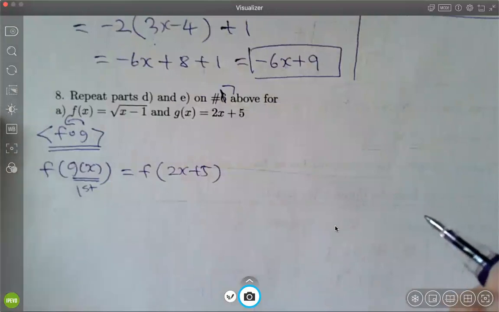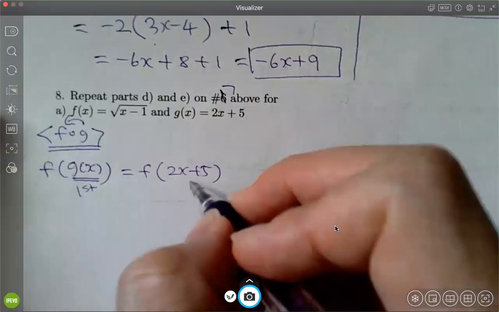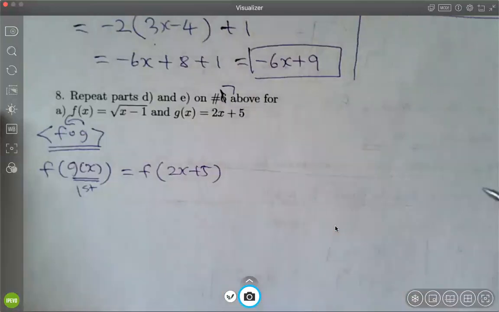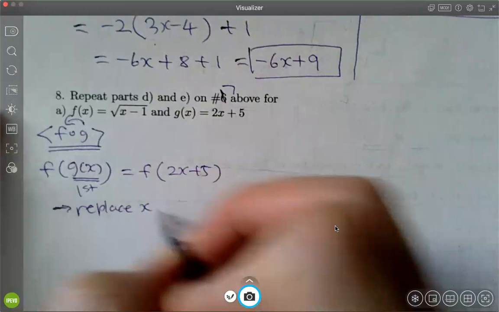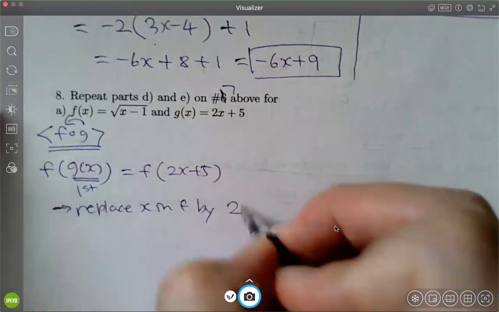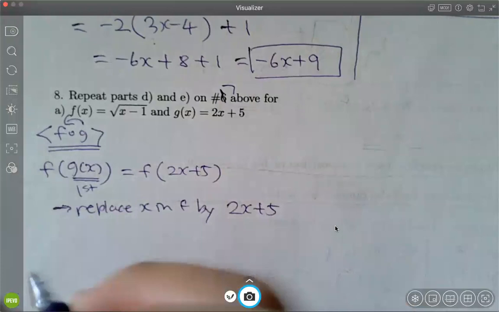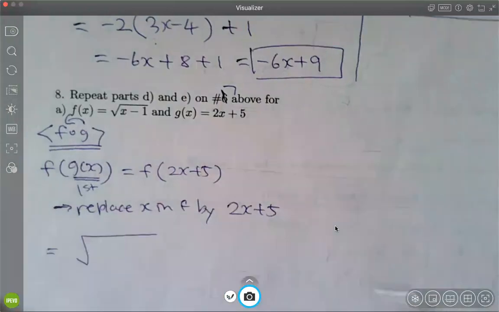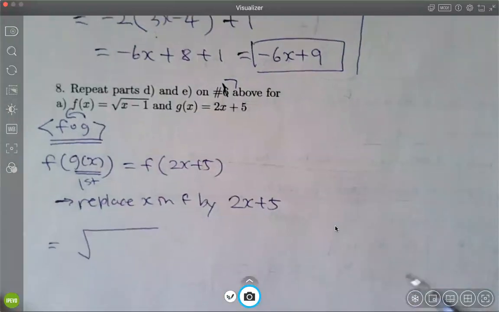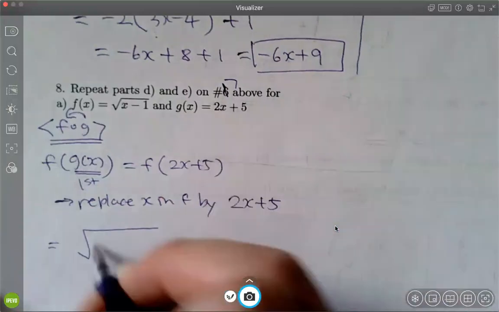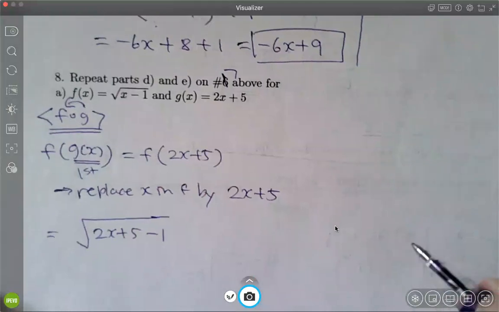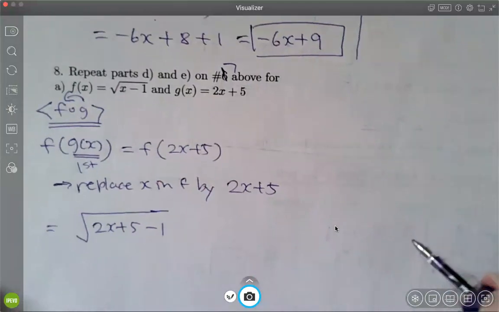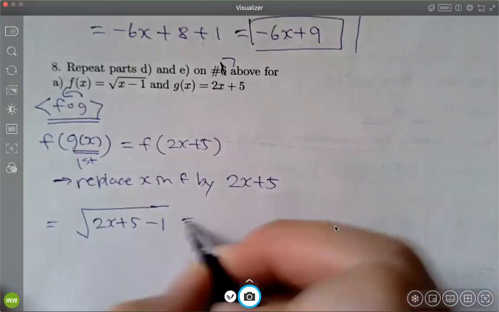Okay, and now what does this mean? Plug in 2x plus 5 into what? F, right? So replace x in f by 2x plus 5. So what do you get? Square root stays the same, and then it says x minus 1. So what is that? 2x plus 5 and then minus 1, right? Did you get that? And what is this? Square root of 2x plus 4, right?